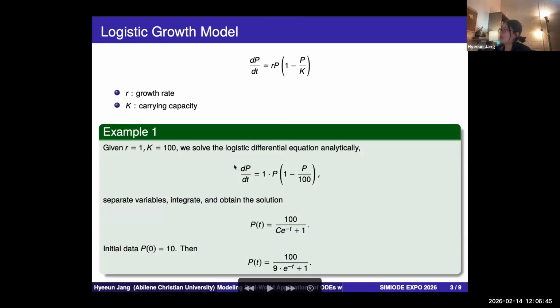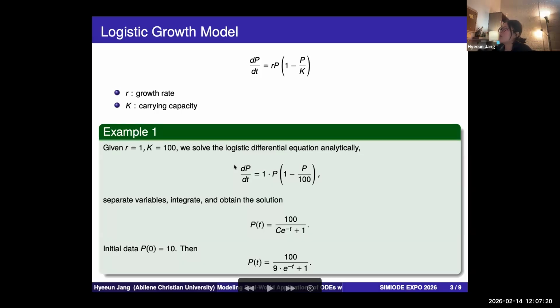Here is a basic model, the logistic growth model. The simple idea is that growth is almost exponential when the population P is small. R stands for the growth rate, K the carrying capacity. But growth slows down when the population gets close to the carrying capacity. I might ask questions: if I change the carrying capacity, what happens? If I change the natural growth rate, what will change?